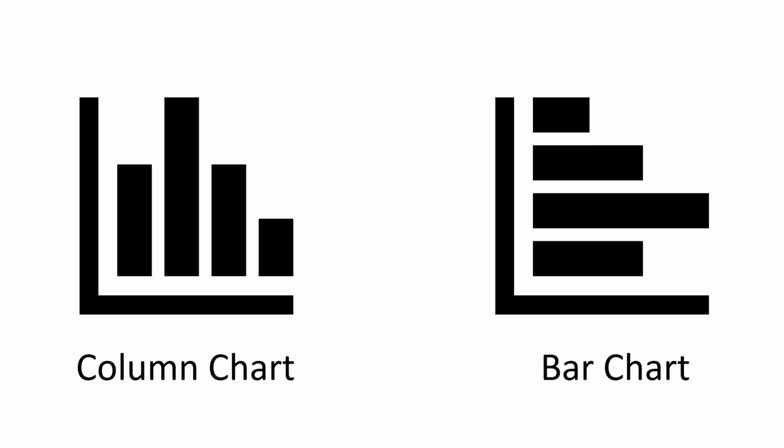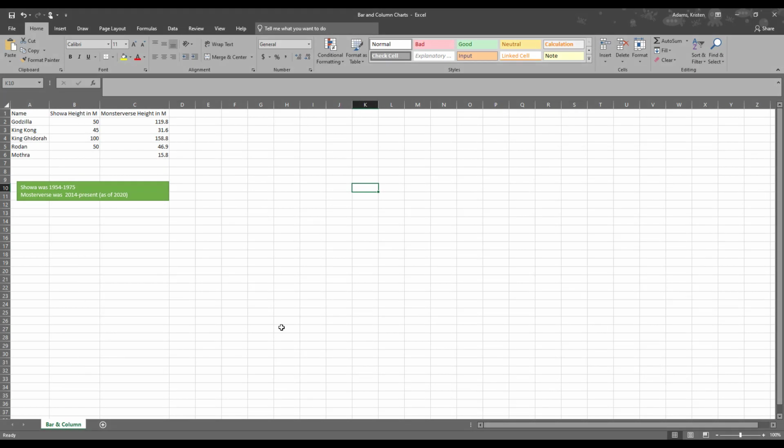So now that we have a basic picture of what we want, let's make one. Okay, so we are in Microsoft Excel now, and we've got some data that we're going to be making our charts with. We have the height in meters for a couple of different kaiju or monsters from the Showa era, which was from 1974 to 1975, and the Monsterverse era, which was from 2014 to present. There are other eras of giant monster movies or kaiju movies, but we're just going to be looking at these two today. We're going to be doing three different graphs, one for the Showa era, one for the Monsterverse era, and then one that shows both so that we can look at the comparison.